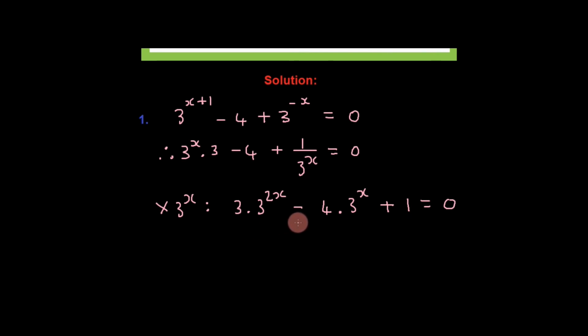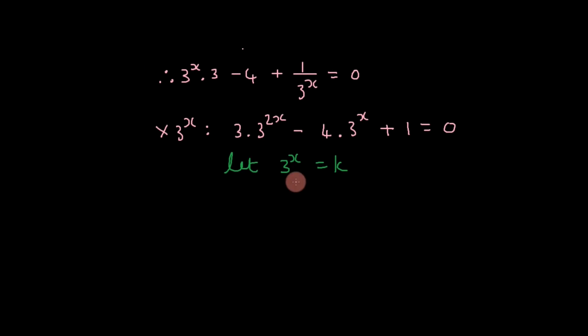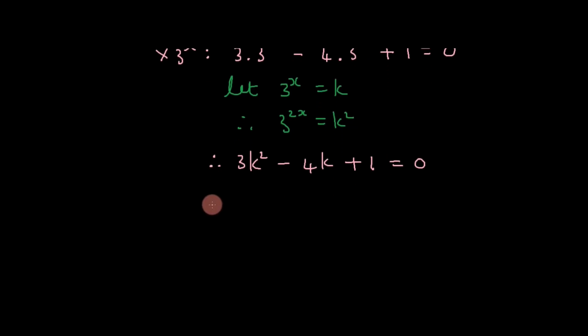Now we have a trinomial, so we can use k substitution. We can let 3 to the x equal k, and hence 3 to the 2x will equal k squared. We can substitute the k's into this equation. So we have 3 times k squared minus 4 times k plus 1 equals 0. Now we can factorize.